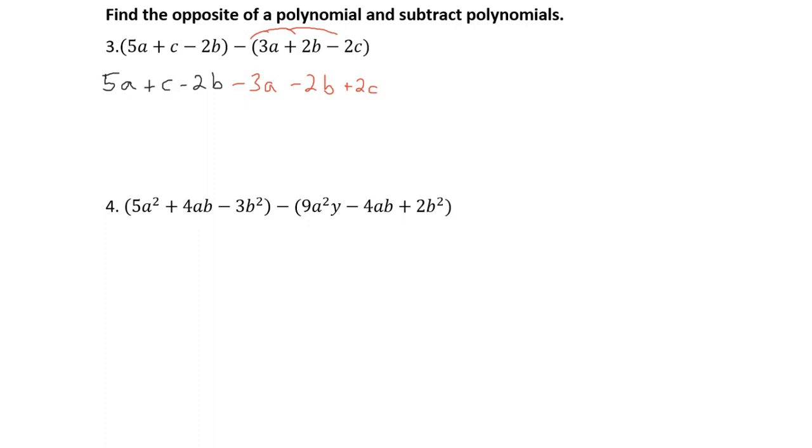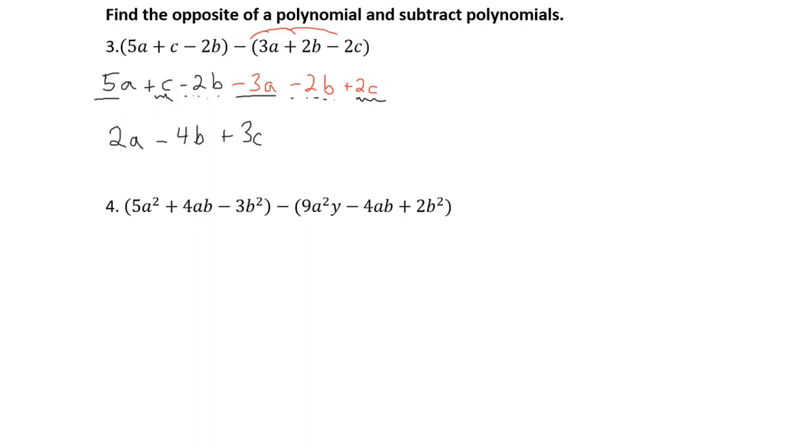And then once we do that, it's just like when we need to combine or collect like terms before. So we have 5a and negative 3a, which gives us 2a. Go alphabetical. We have negative 2b and negative 2b, which is negative 4b. And then we have a c here and a 2c here, which gives us plus 3c.